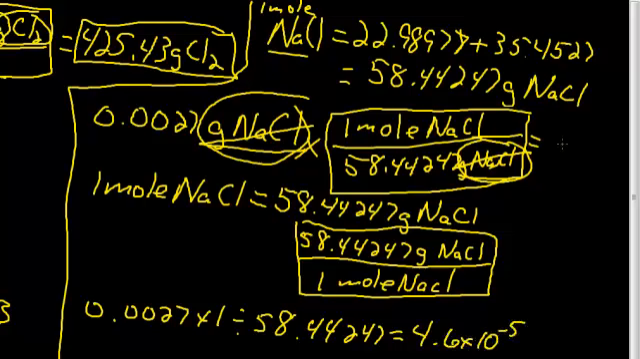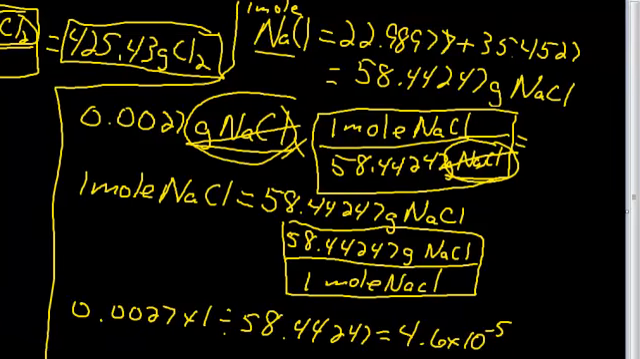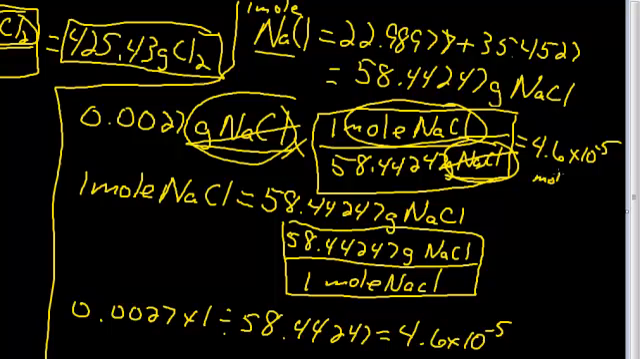Now if we put that up here, can I squeeze any more room out the side? Yeah, there we go. 4.6 times 10 to the negative fifth, and our units, moles of NaCl. I'm going to write them down here. Moles of NaCl. And that's our answer.